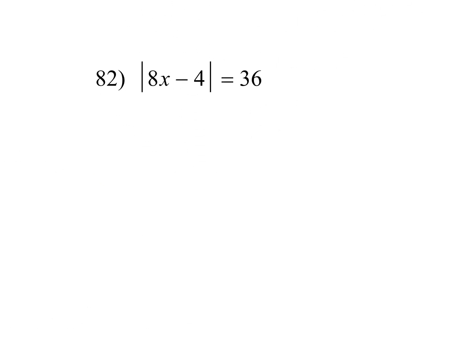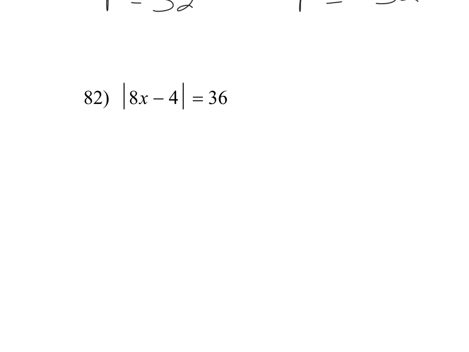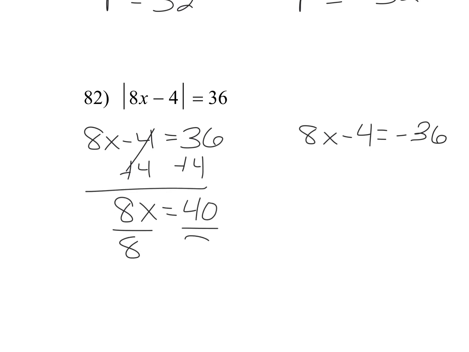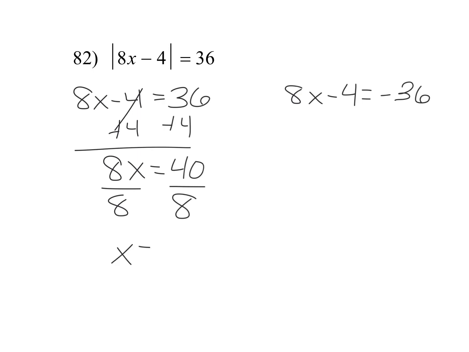Okay, last one. What would case 1 be? 8x minus 4. Yep. Keep it the same. Case 2. 8x minus 4 equals -36. Does the absolute value ever change? No. Absolute value will never change with equations or inequalities. Solving case 1, what do I do? Add 4. So we have 8x equals 40. Last step. Divide by 8, x equals 5.